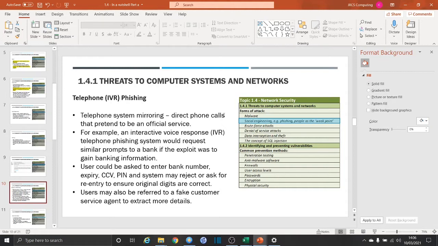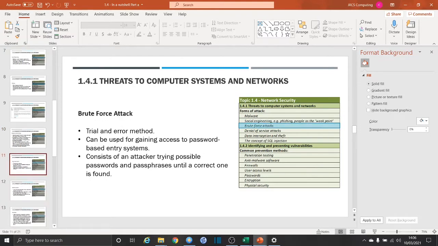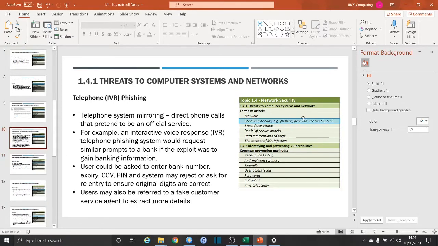But that's another type of phishing. So some are done by email, some are done by telephone. Okay, so that's the social engineering. That's all you've got to know about in this course: those sorts of phishing and what social engineering is.